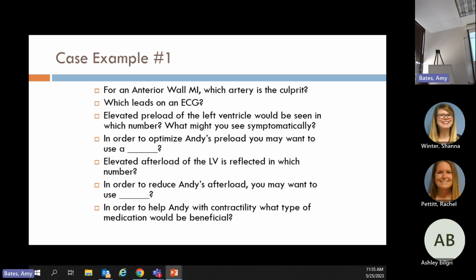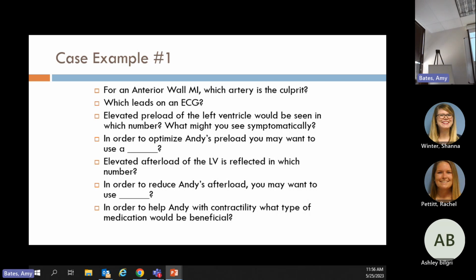These are just bonus questions from a different class. Anterior wall MI, what artery do you think is the culprit? It's okay if you don't know. LAD. So your left anterior descending would be the culprit artery. On your EKG, it's usually V3, V4, and it can potentially be V1, V2, V3, V4.